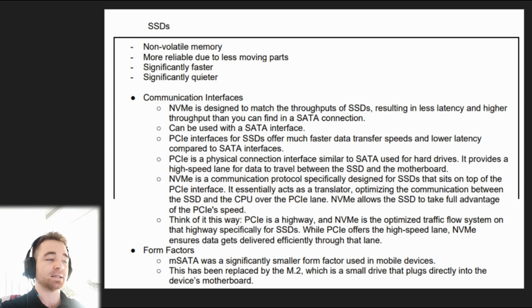Now, when it comes to SSDs for your exam, you need to specifically know about the different communication interfaces, and they've listed a couple you need to know about. You need to know about NVMe. This is designed to match the throughput of SSDs, resulting in less latency and higher throughput than you can find in a SATA connection.